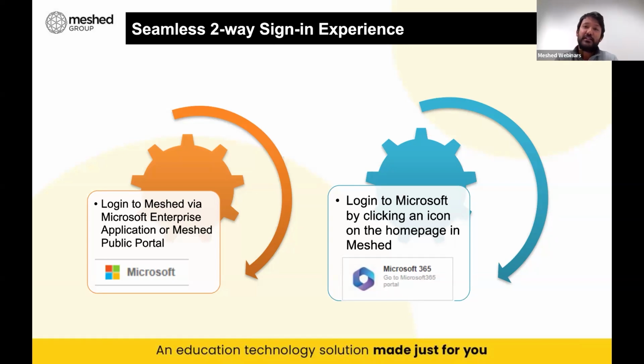The other way around: let's say the user is logged into Mesh first, and if they are mapped, then they will see the Microsoft login icon on their homepage. Clicking there will simply take them to the Microsoft platform. So it's pretty straightforward as an SSO process that this integration offers.